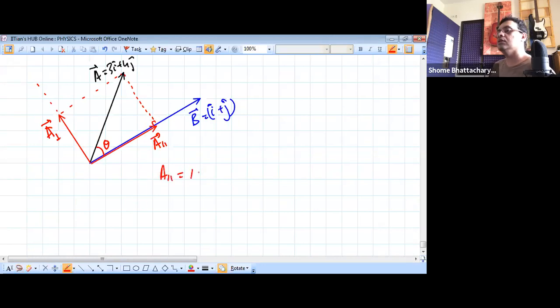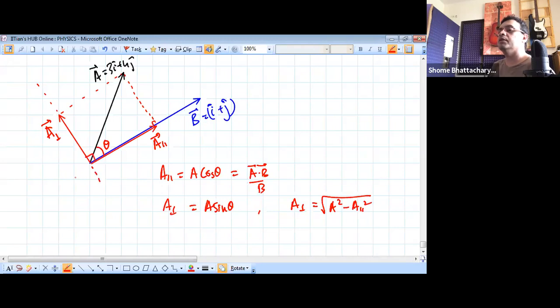So this is A cos theta. That should technically speaking be A dot B divided by mod B. But that's not required over here because the answer is in the form of A cos theta. And similarly, A perpendicular is A sin theta, which we know how to interpret this way: the magnitude of A perpendicular is square root of A square minus A parallel square because these two are perpendicular. But here we don't want that. We want to express this in terms of A cos theta and A sin theta. But we only want to find the unit vectors.